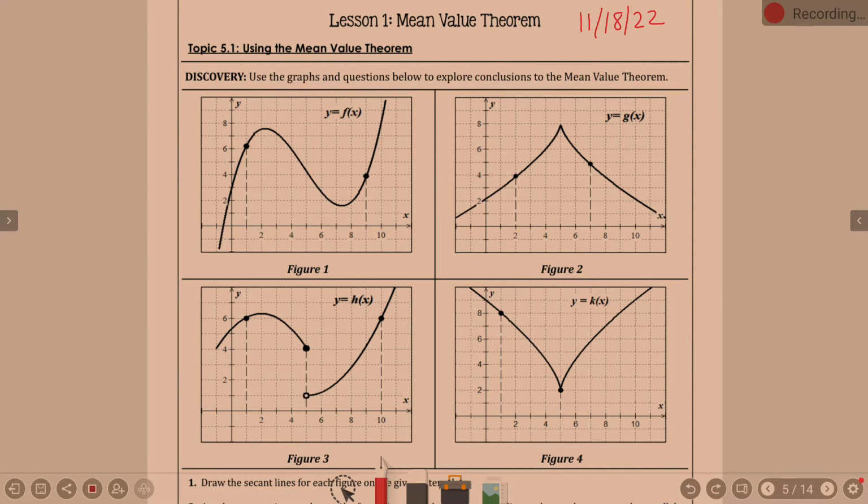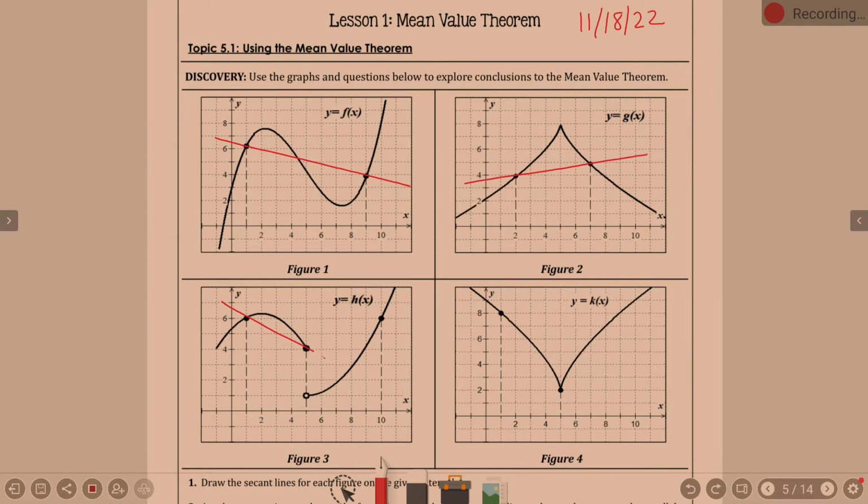Okay, and we're going to draw a secant line. What does a secant line do? It goes through both points, right? There we go. And we're going to do the same thing on figure 2. When I get to figure 3, I'm going to have 2 secant lines because there are 3 dots. We're not talking about the open dot. I'm talking about the other 2.